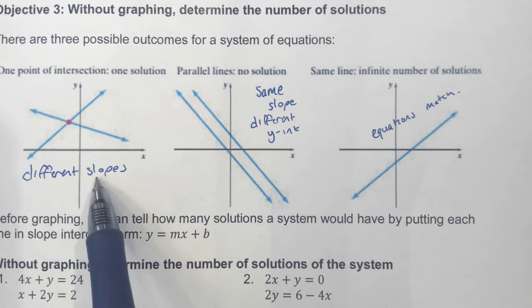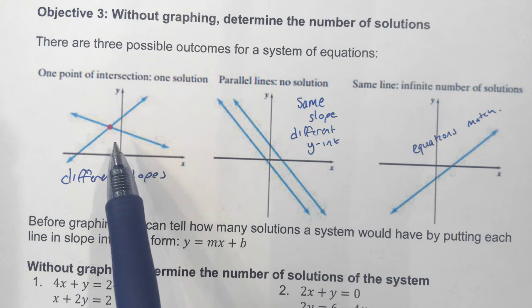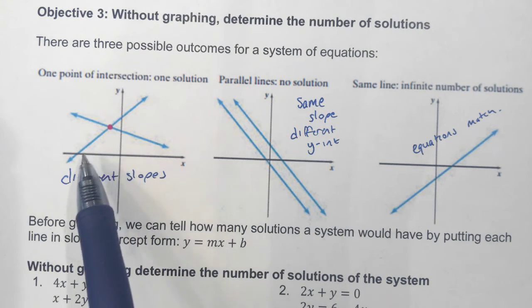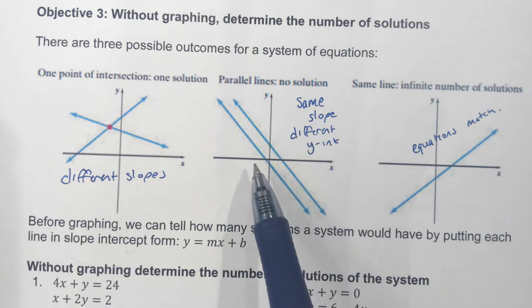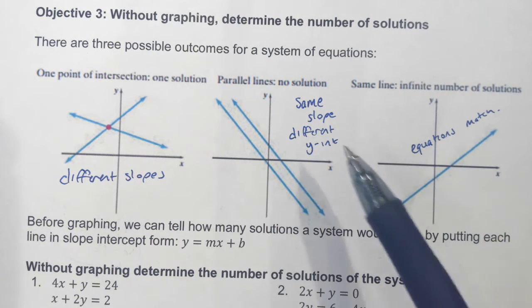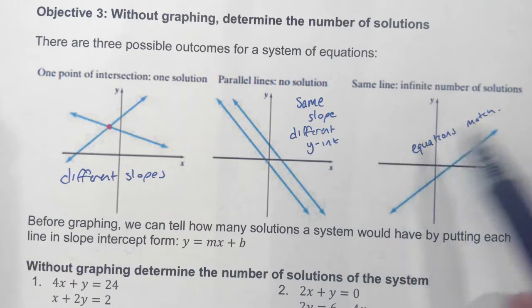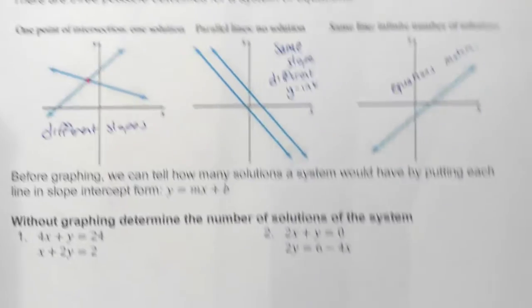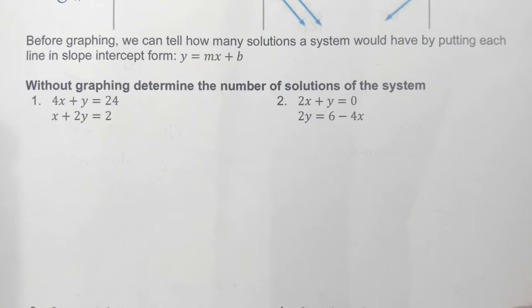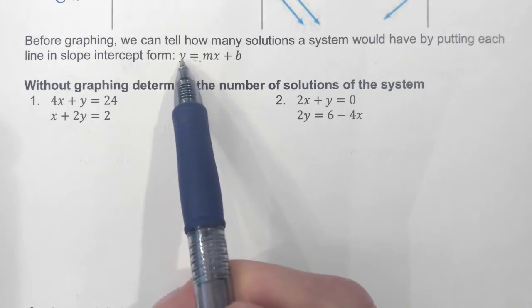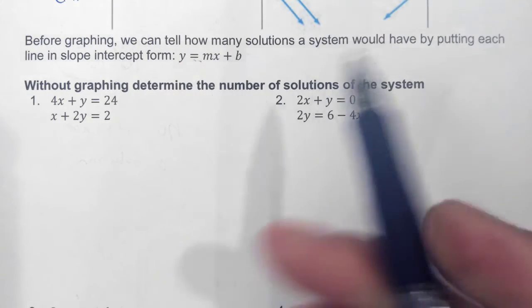So if you get different slopes, you'll have one solution. If you have the same slope but different y-intercepts, there'll be no solution. And if you have the same slopes and same y-intercepts, which is going to be matching, you get an infinite number of solutions. So without graphing, we're going to tell you how many you have. So the choices are 1, no, or infinite, right? Okay, so we put them in slope-intercept form. If you don't remember, that means solve it for y.